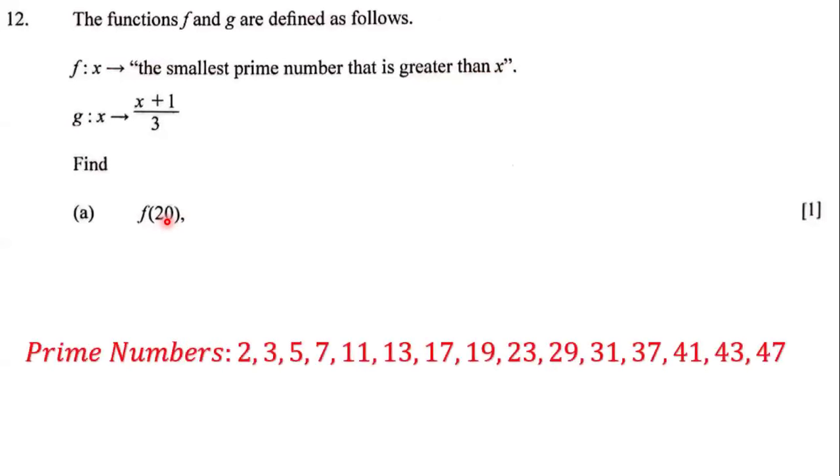And so let's list the prime numbers that we have. Prime numbers that we have are 2, 3, 5, 7, 11, 13, 17, 19, 23, 29, 31, 37, 41, 43, 47, and the list goes on.